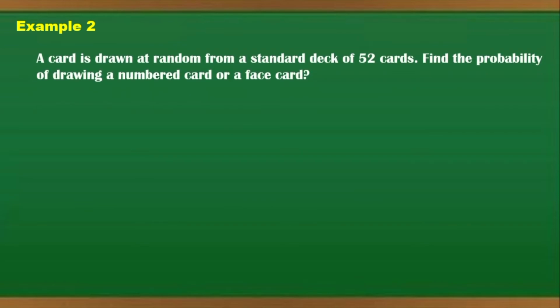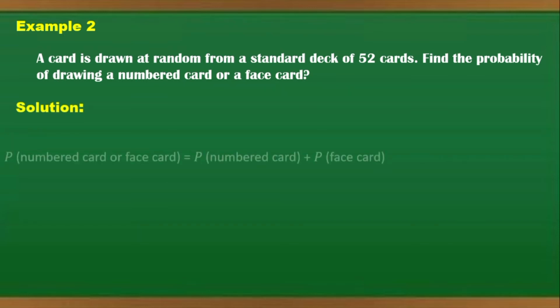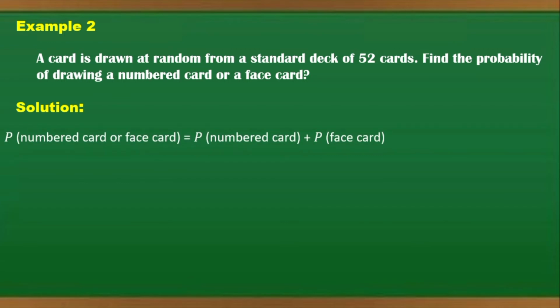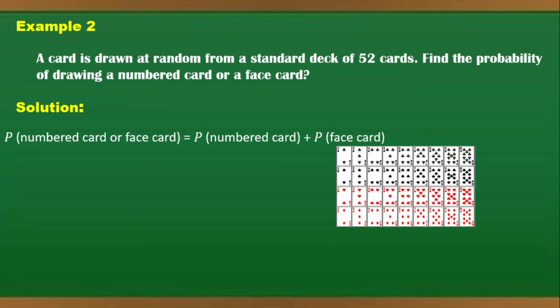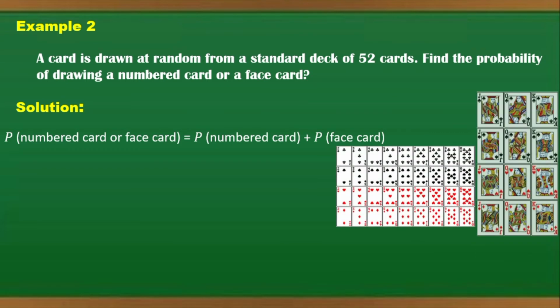Example 2. A card is drawn at random from a standard deck of 52 cards. Find the probability of drawing a numbered card or a face card. Solution. Probability of numbered card or face card is equal to probability of numbered card plus probability of face card. We all know that the number of numbered cards is 36 and the number of face cards is 12.